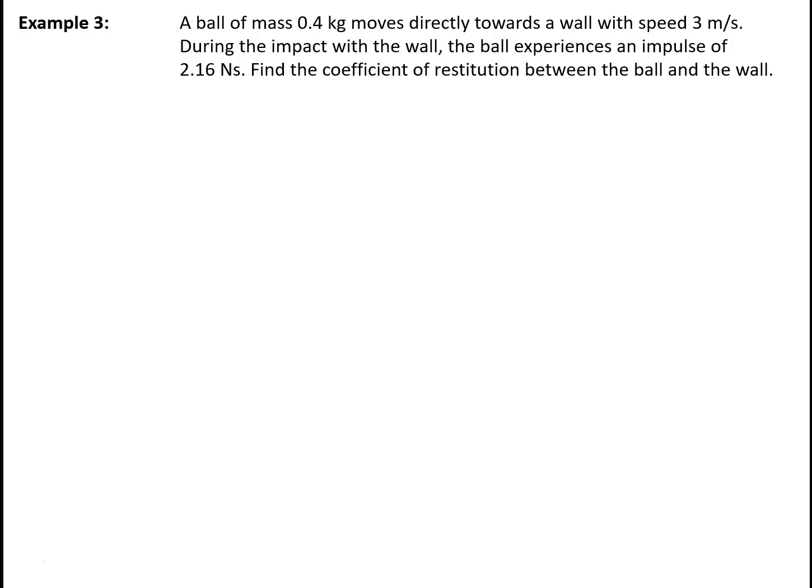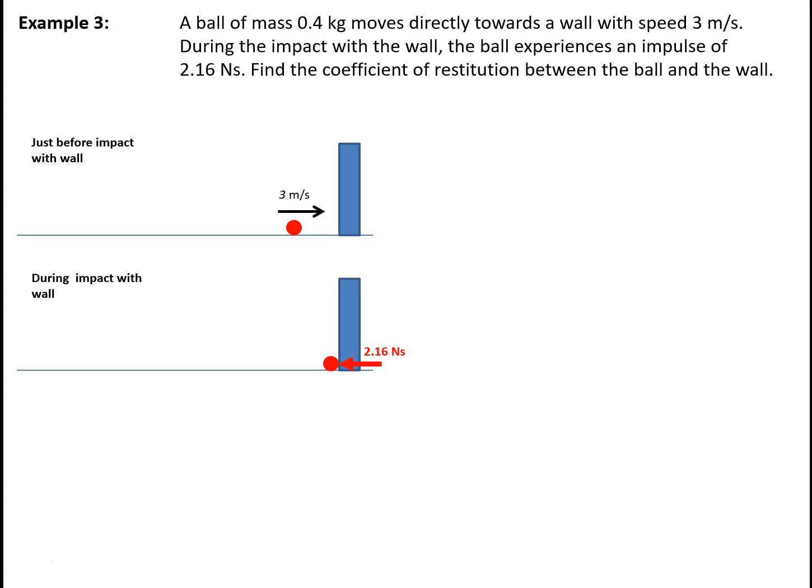For our next example, we have a ball of mass 0.4 kilograms moves directly towards a wall with speed 3 meters per second. During the impact the ball experiences an impulse of 2.16 newton seconds. We have to find the coefficient of restitution between the ball and the wall. So there's our diagram just before the impact. Here's the diagram during the impact with the wall, and here is the diagram just after the impact with the wall.